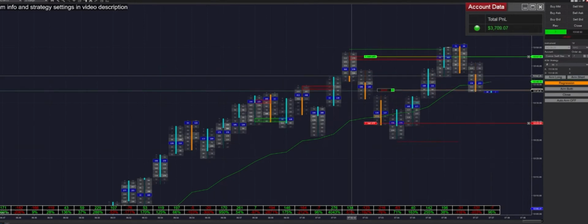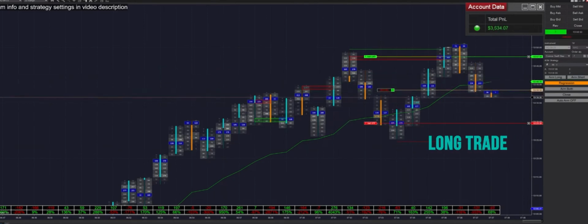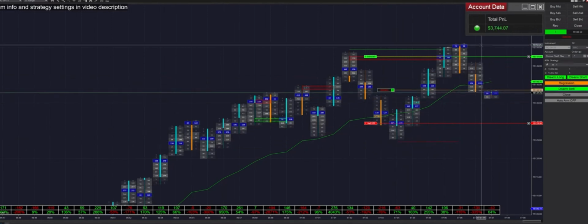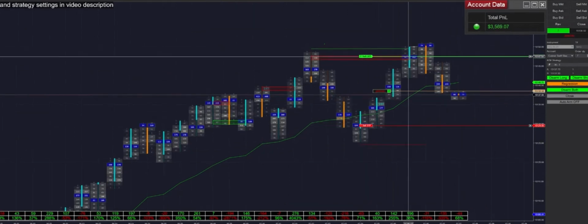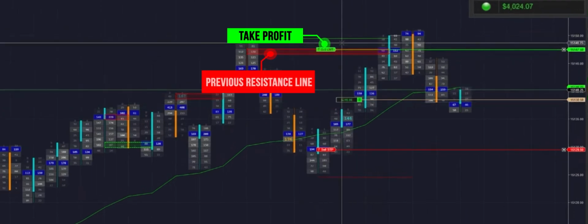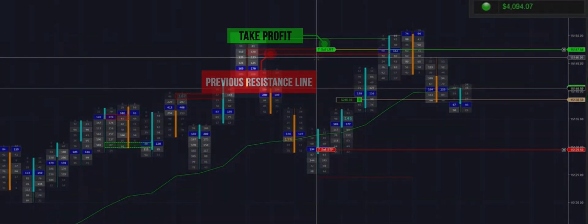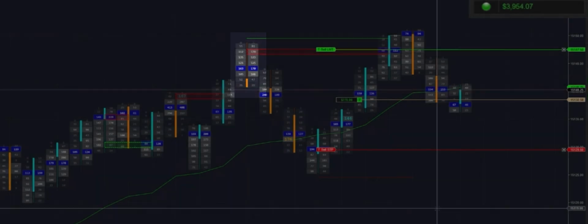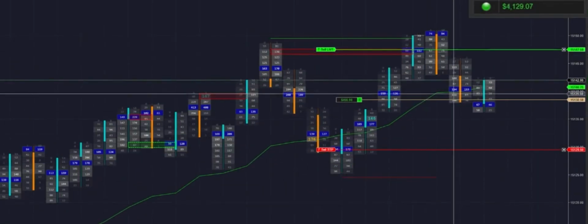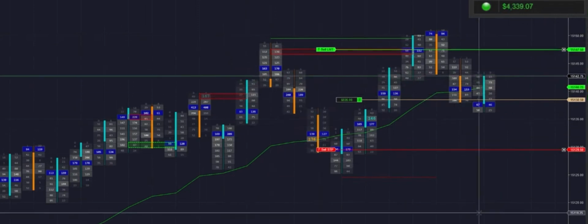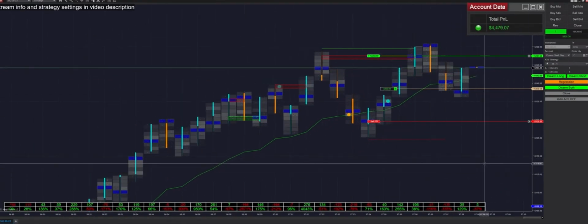We actually just got filled into another long trade immediately after that, after a little bit of a delay there. So our take profit is right at this previous resistance line that was set up by this bar, and our stop loss is within the range. So I like what this trade is. It's a pretty good setup. Wish this range was a little bit tighter, but should be able to get a pretty good scalp here.